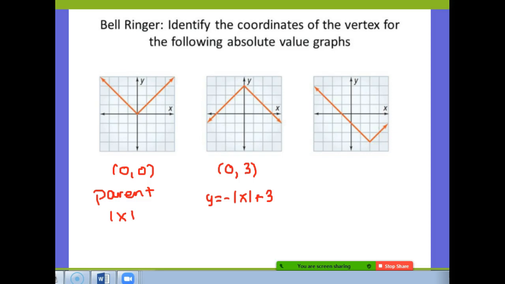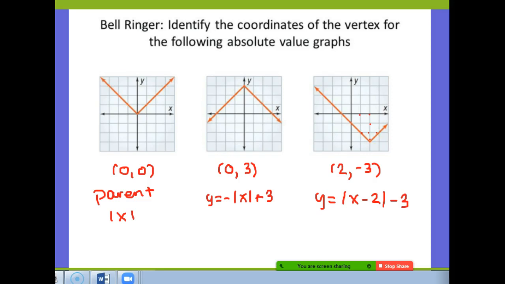And number 3, it goes 2 units to the right. So that makes my vertex 2. And it goes down 3, so negative 3. It still has a slope of 1, 1. So this has an equation of y equals absolute value of x minus, and then your h value, and then your k.